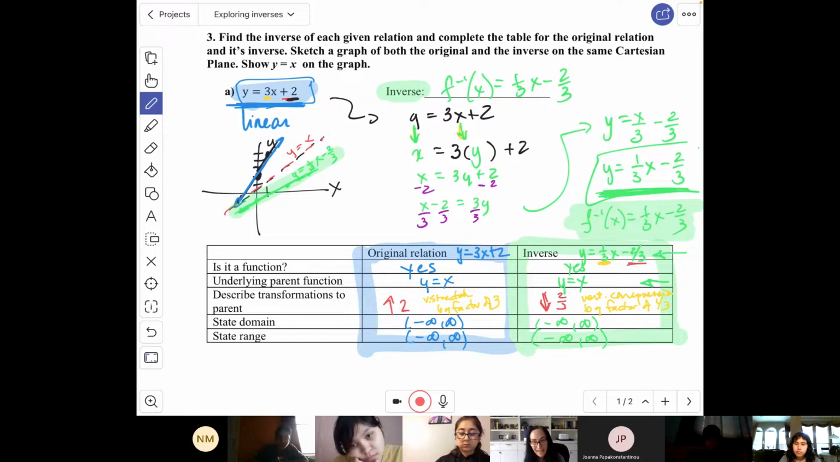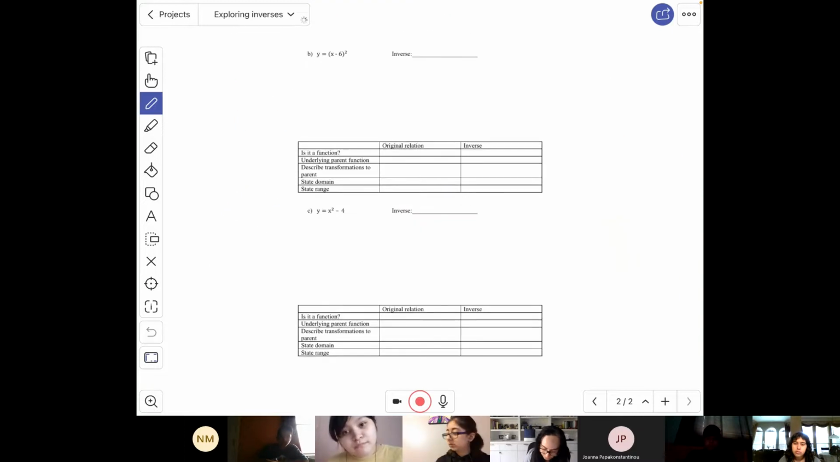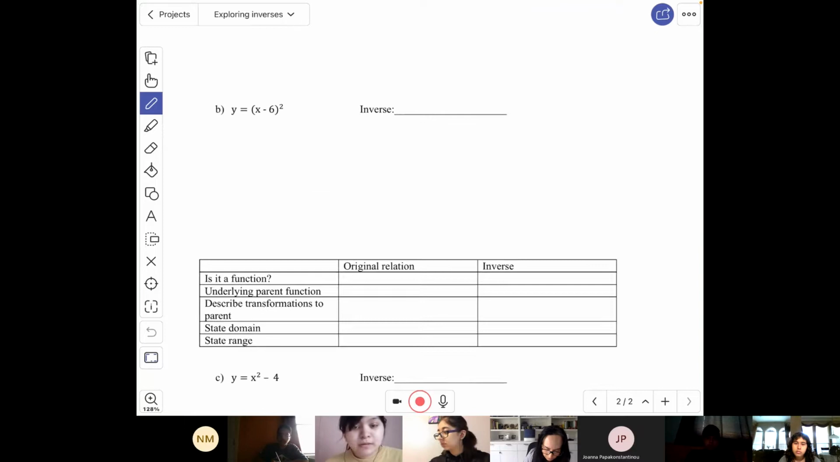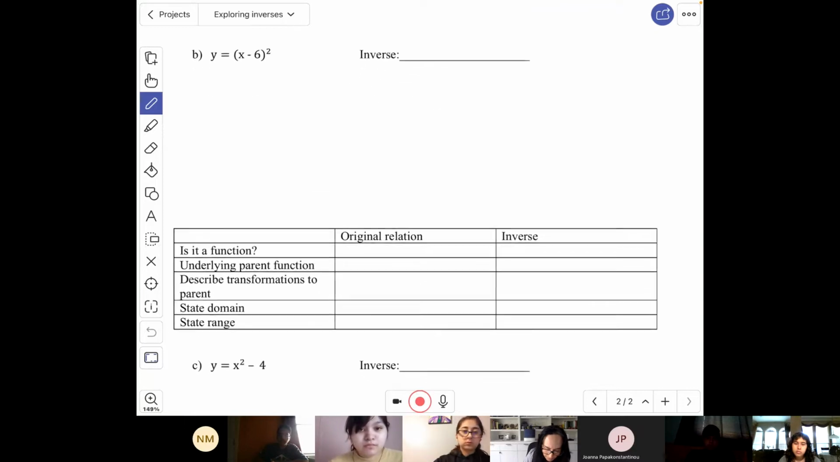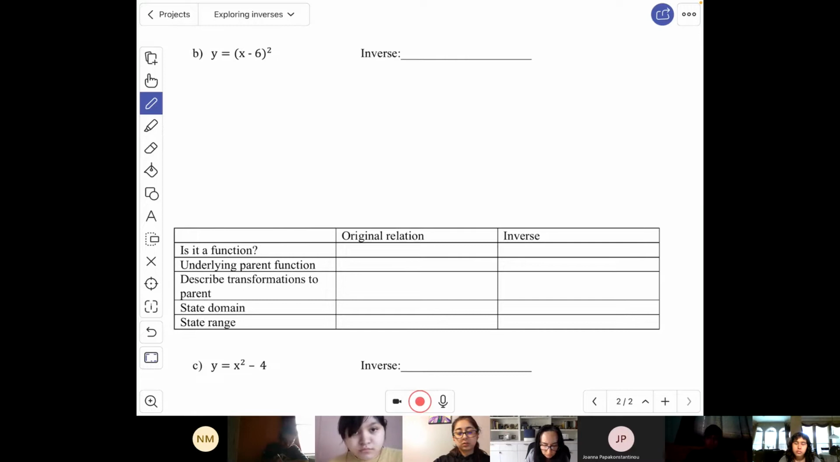So we're going to do the same process, but now we're going to do it with a different type of function. So let's take a look at the next type of function. So maybe let's first start off talking about what type of equation is that? Do you recognize it? Can anybody tell me what type of equation that is?